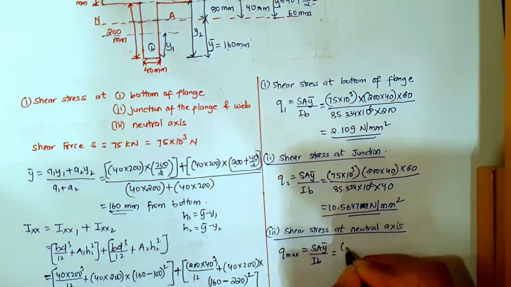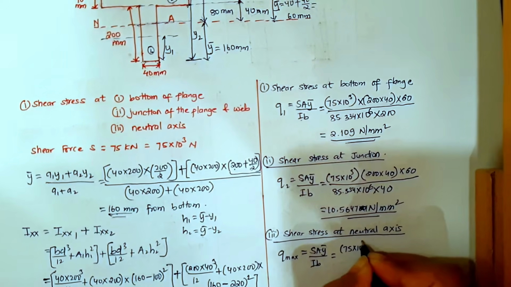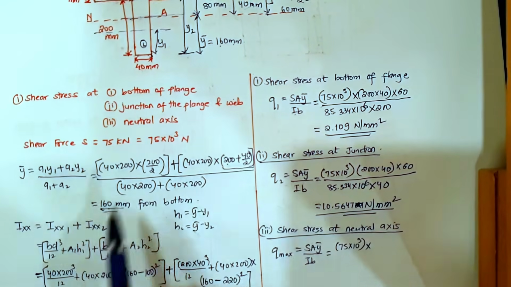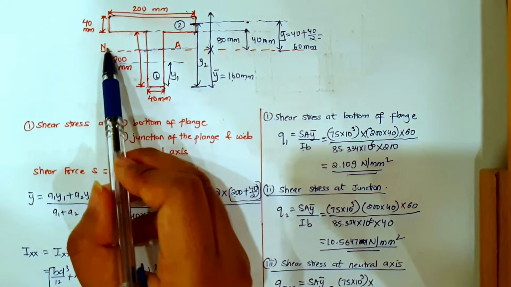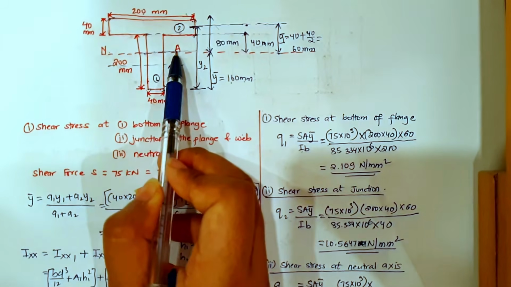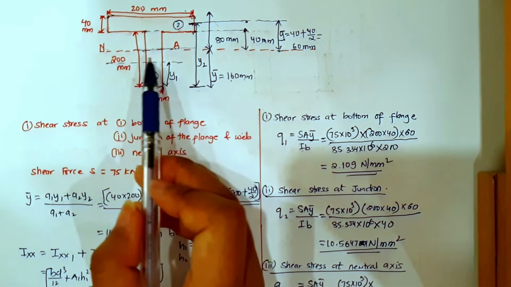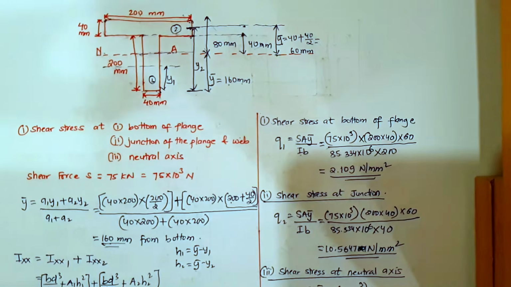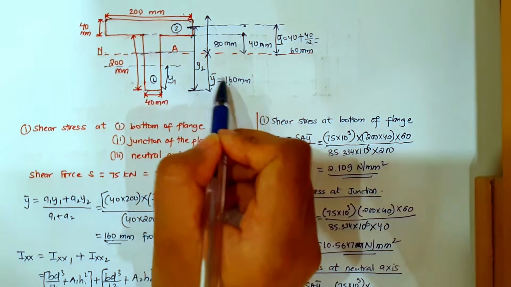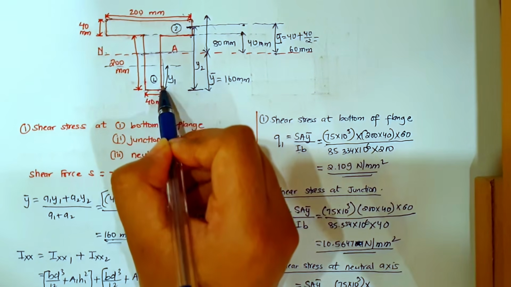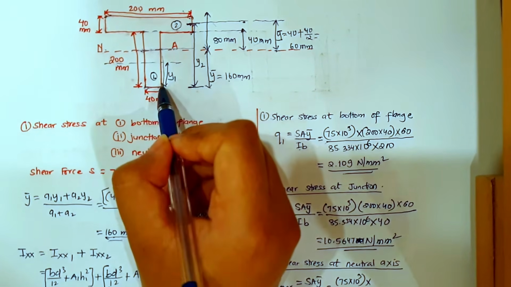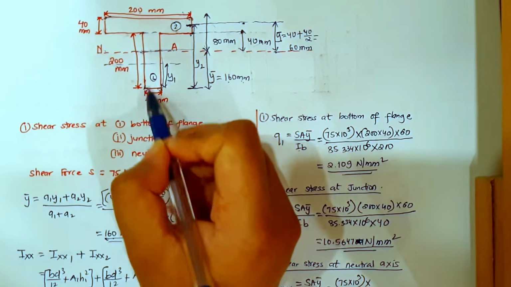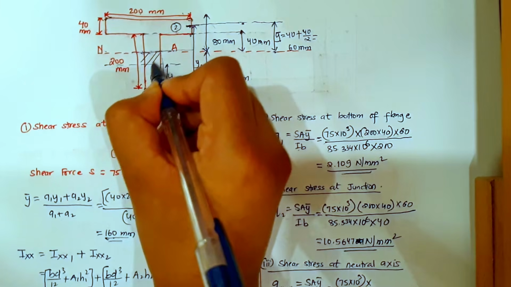So S is 75 into 10 raised to power 3. Area: the neutral axis is here. So how much will the area be? We will take only this much, so how much will it be? Its depth is 160, right, and width is 40. We are taking only this much portion.